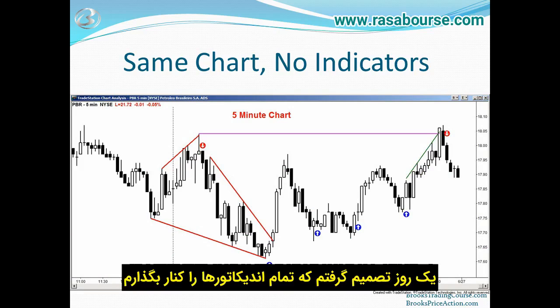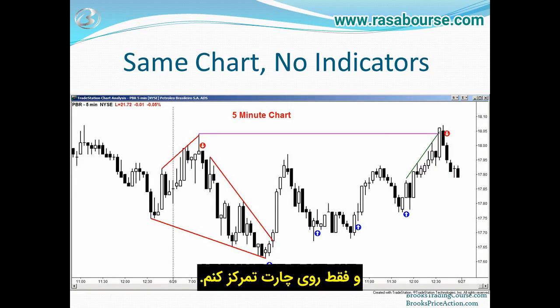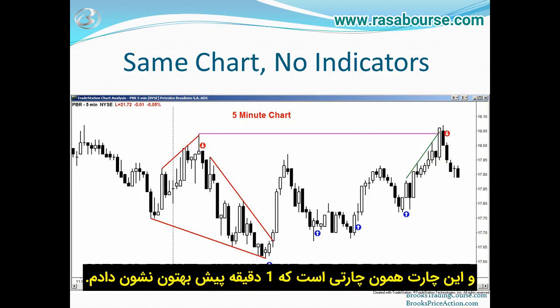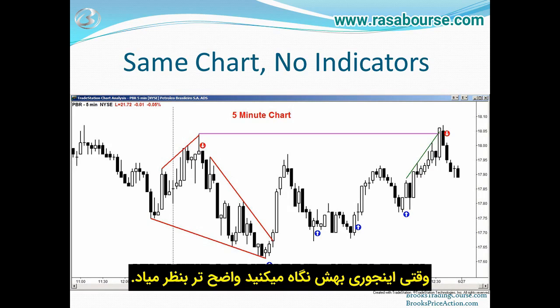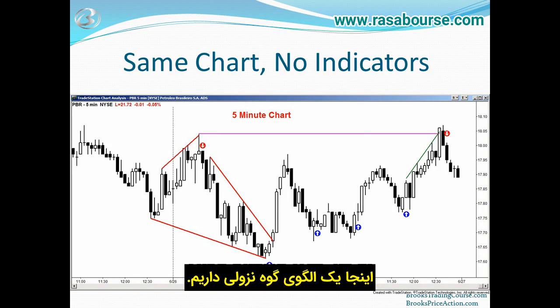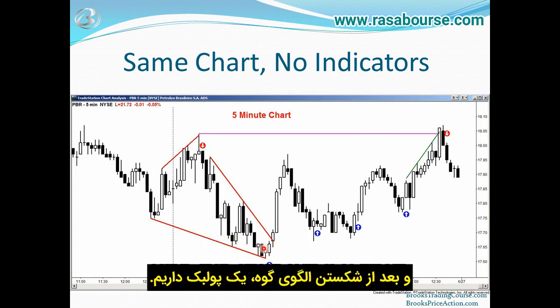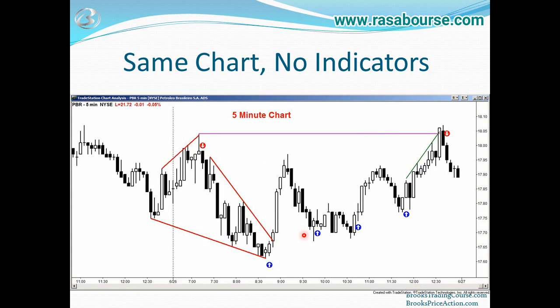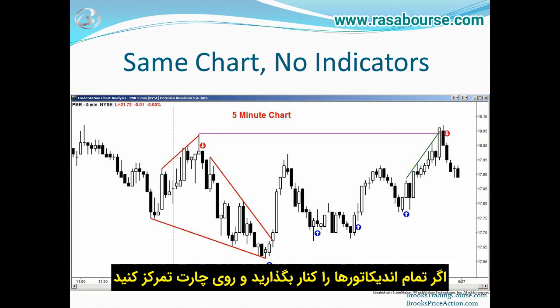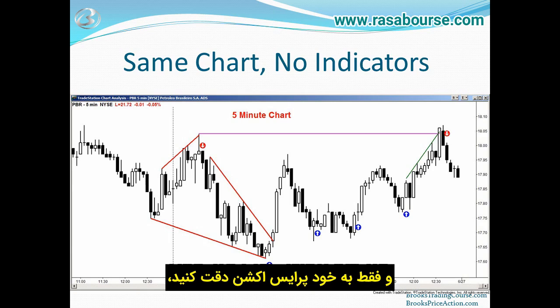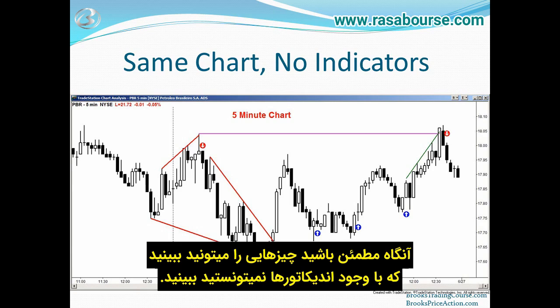And one day I decided to get rid of all the indicators and just look at the charts. And this is that same chart that I just showed a minute ago, but without all the indicators on the chart. And when you look at it this way, it looks pretty clear. We have a decent looking wedge over here, and then a bull spike, and then a pullback from the breakout of the wedge, and then a double bottom bull flag, another breakout, and another pullback. So if you get rid of all the indicators and just look at the price action itself, a lot of times you'll see things that you cannot see when you have the indicators present.